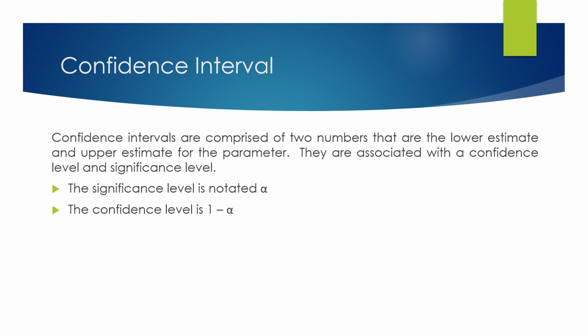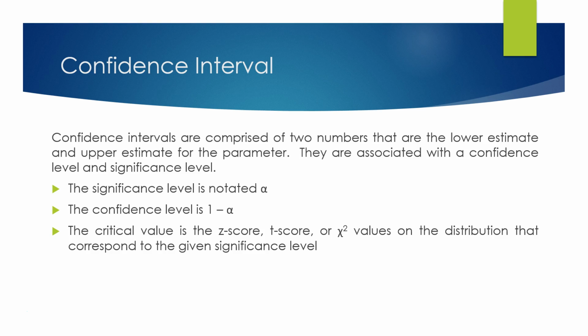Next, the confidence level is 1 minus alpha. Those are like BFFs, 2 peas in a pod kind of thing. The confidence level is always based on the significance level and vice versa. Usually we will set the significance level first, at least in the future. But for now, we just need to know the 2 of them go together.